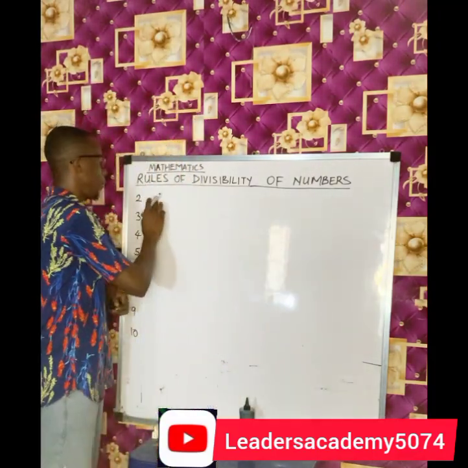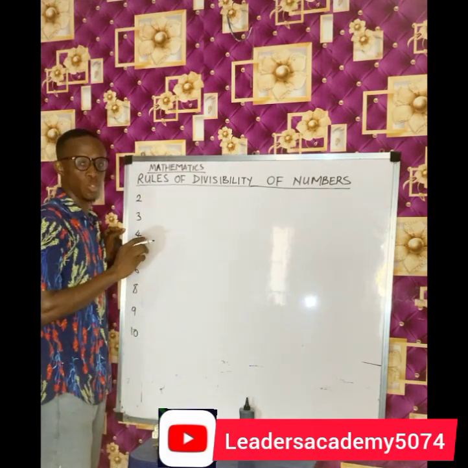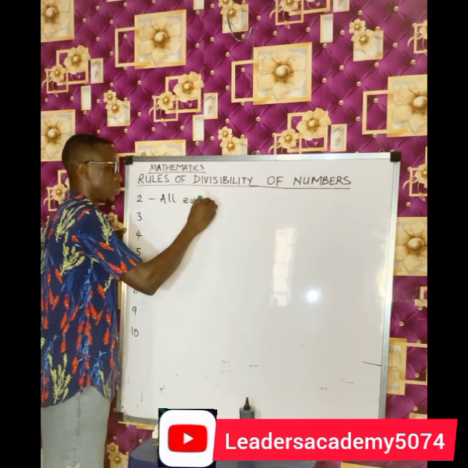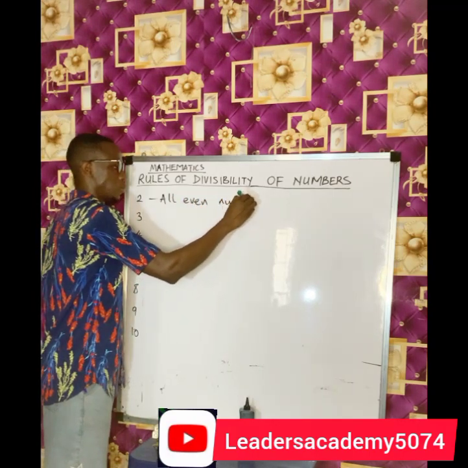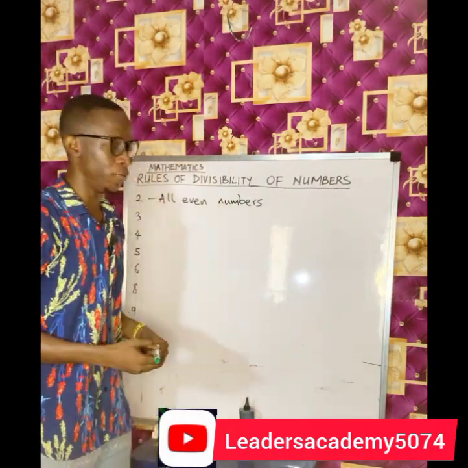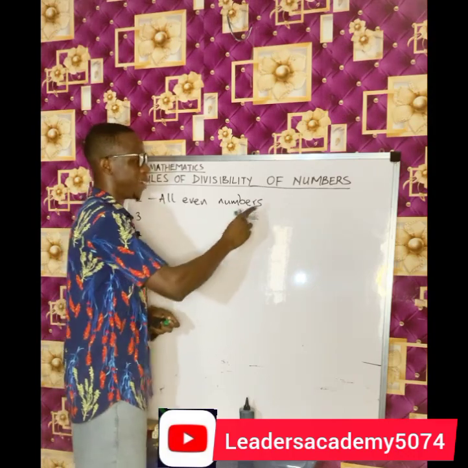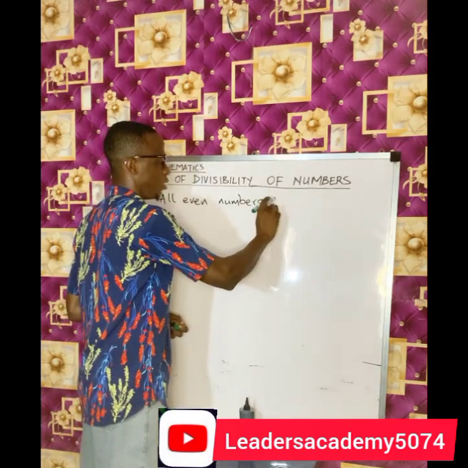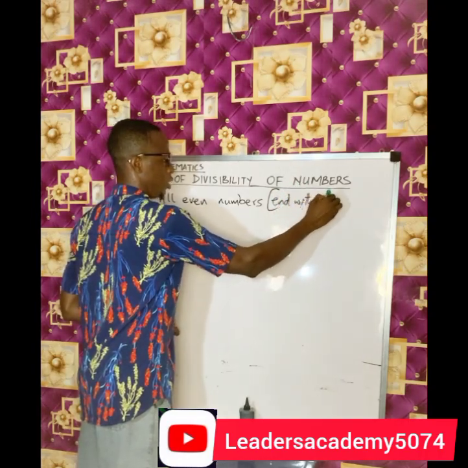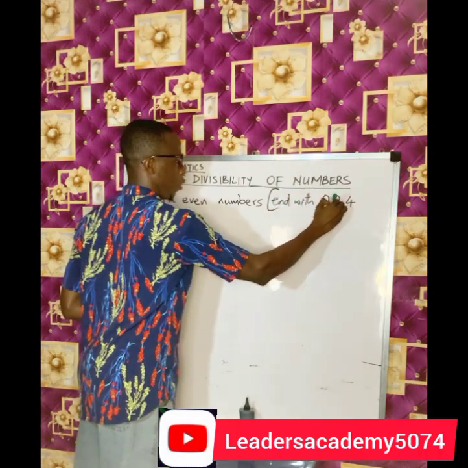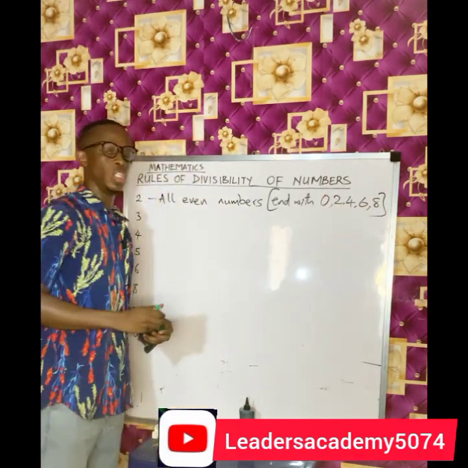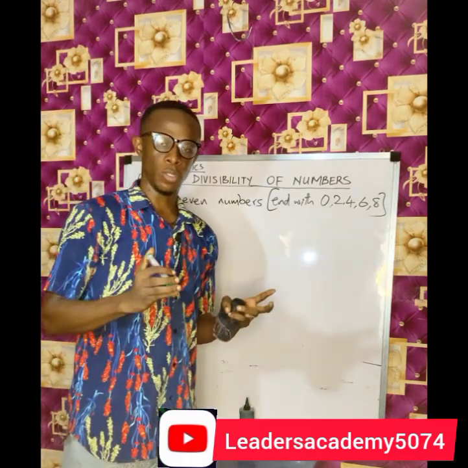Now for numbers divisible by 2. All even numbers are divisible by 2. And these even numbers end with the digits 0, 2, 4, 6, 8. So any number that ends with these digits is divisible by 2.